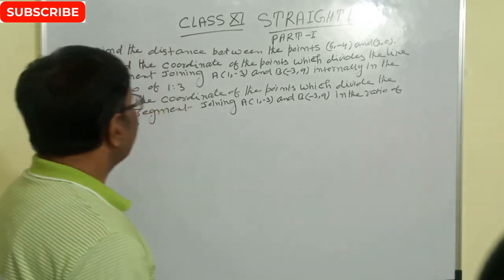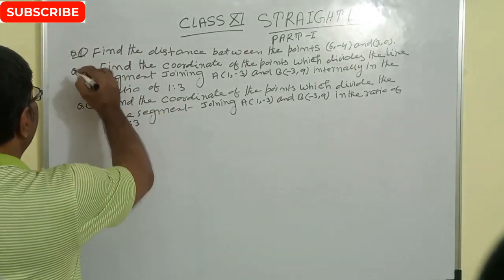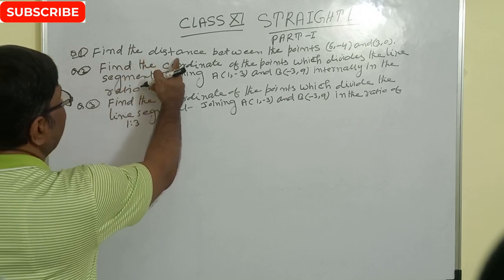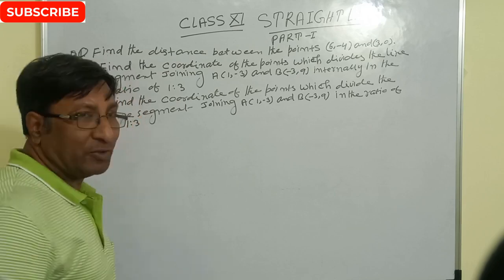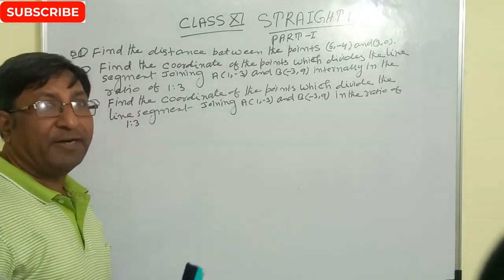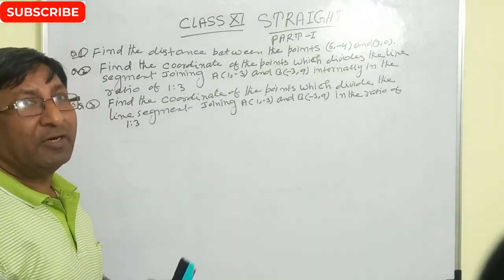चलो देखते हैं। क्लास 11th स्ट्रेट लाइन पार्ट 1। फर्स्ट क्वेश्चन हमारा है, फाइंड द डिस्टेंस बिटवीन द पॉइंट्स (6, -4) and (3, 0). That means when 2 points are given, then how can we find the distance between the 2 points?